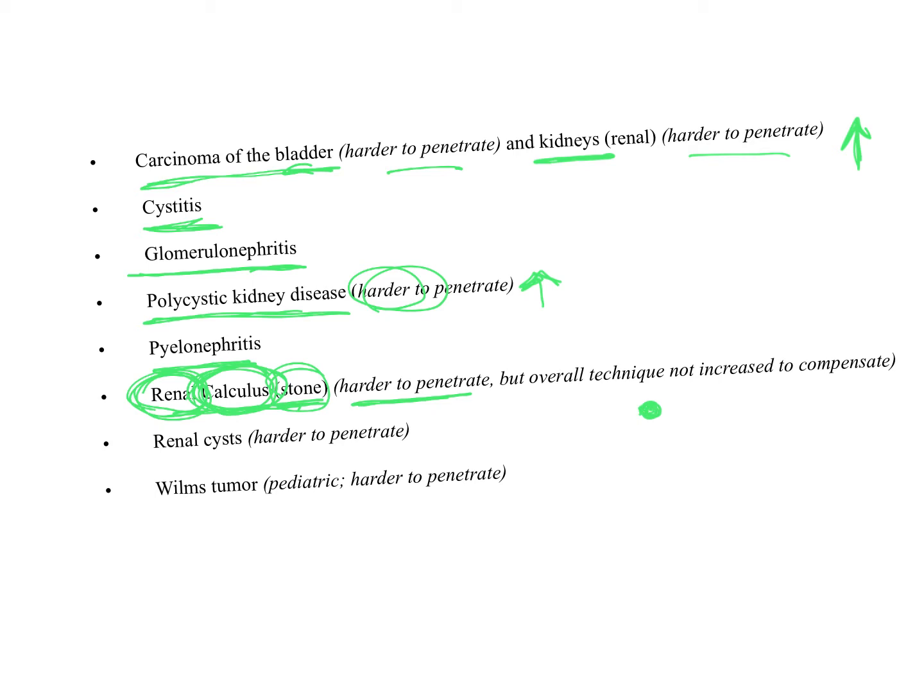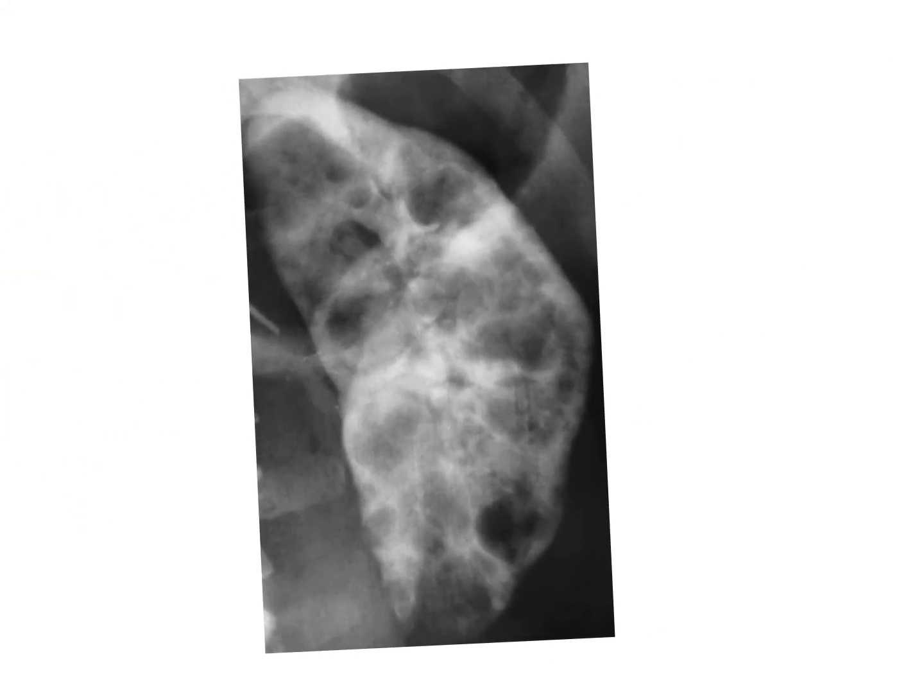Renal cysts are a little harder to penetrate, and those occur in the kidney. And then Wilms tumor is mainly a pediatric condition, and it's a little harder to penetrate. So if you were going to go up on technique, that would only be from an already pediatric or lower technique. Let's go ahead and take a look at an x-ray of polycystic kidney disease.